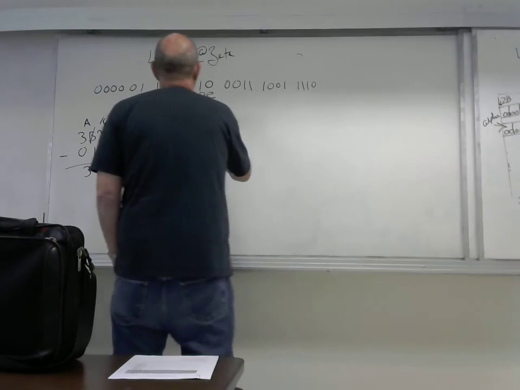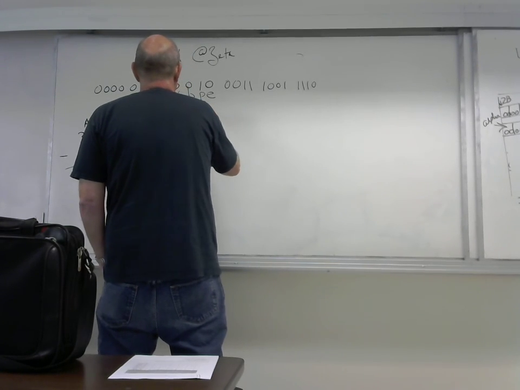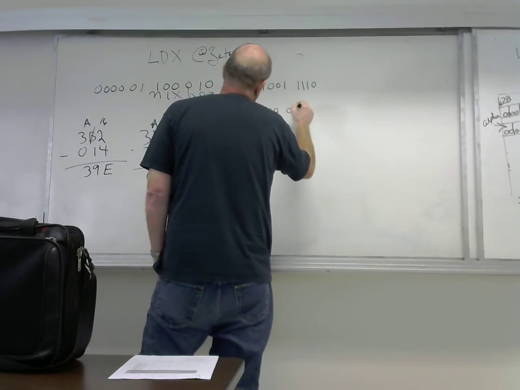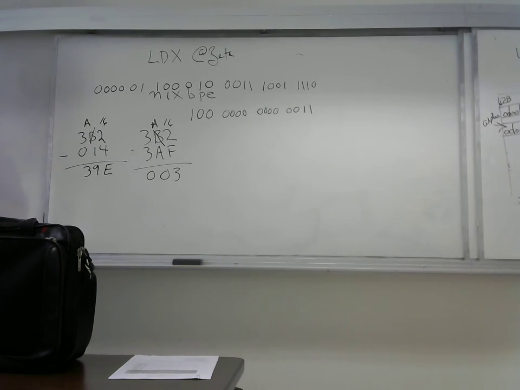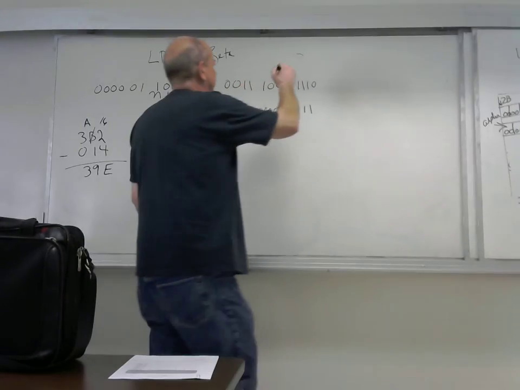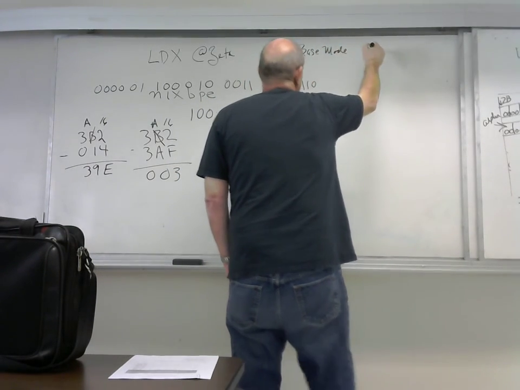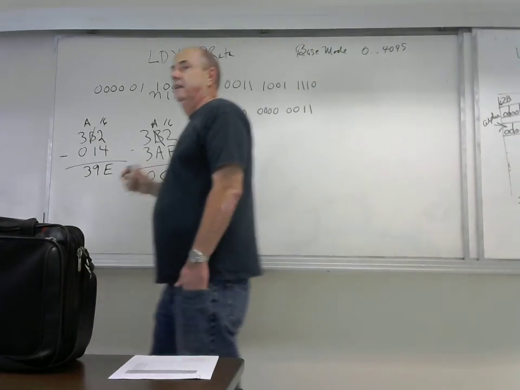Okay, so this time we have base, not PC, not extended, and those are the two modes. So base only goes forward, it can't go backwards. It's not for branching. Therefore, the range for base relative is 0 up to 4,095.